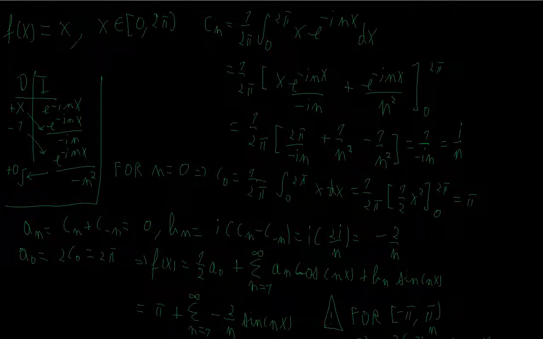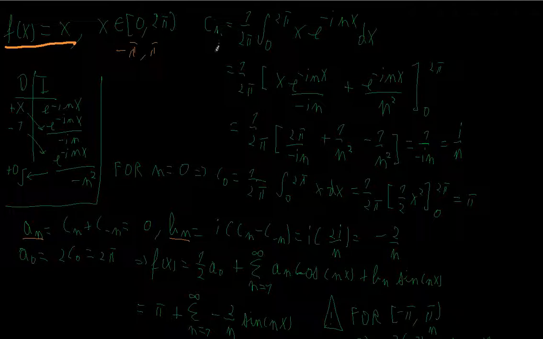So I want to evaluate the Fourier series of f of x is equal to x, where x is between 0 and 2 pi. I already want to say that the result will be different if x is between negative pi and pi, as we will see later. And we will use the complex Fourier coefficients to evaluate our Fourier series, and at the end we will convert that into real Fourier coefficients.